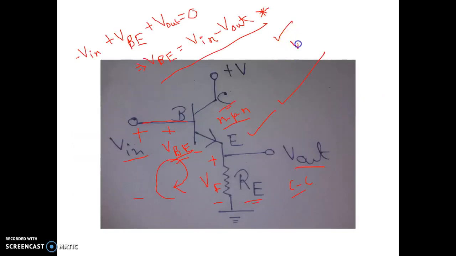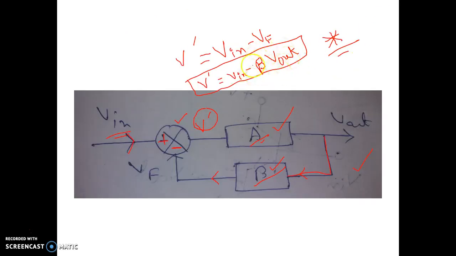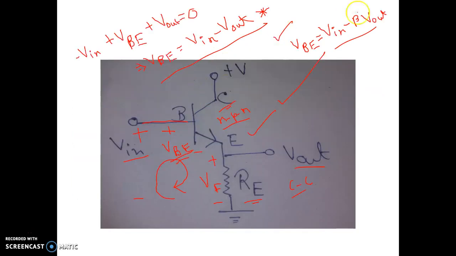So let us write here. Here the original input for the basic amplifier block is basically VBE. So VBE equal to V input minus beta into V output. Just what I have done, this expression we already derived here. Just instead of V dash, as here the original input for the basic amplifier block is VBE, we have replaced V dash by VBE and we get this expression.